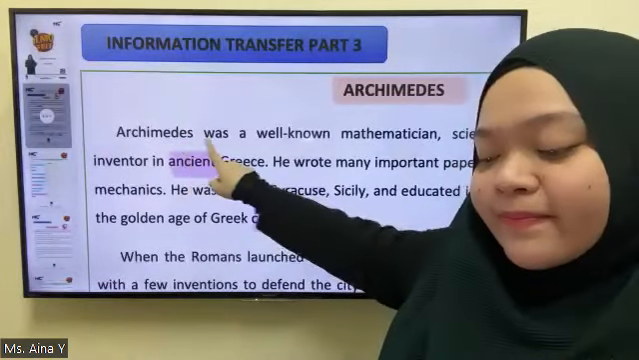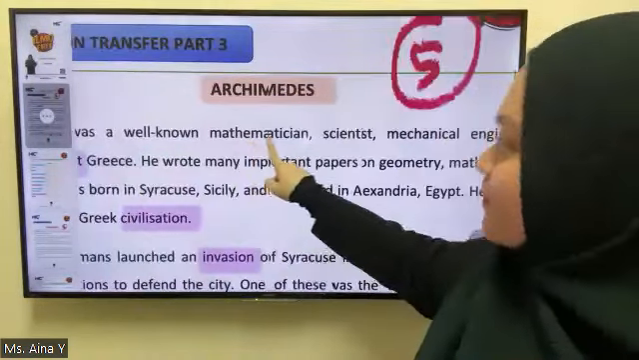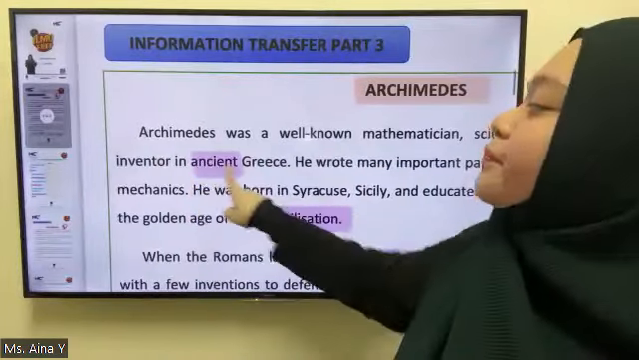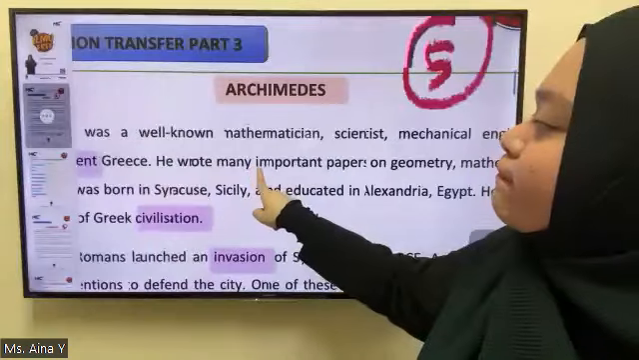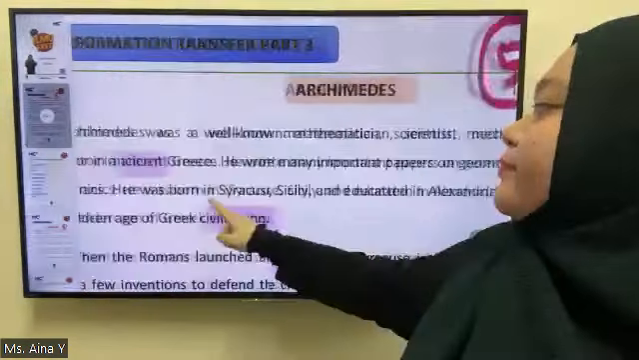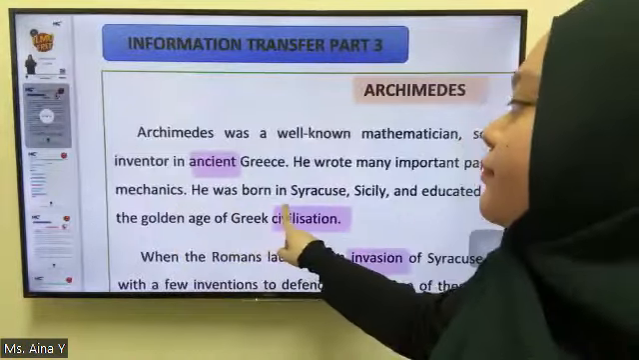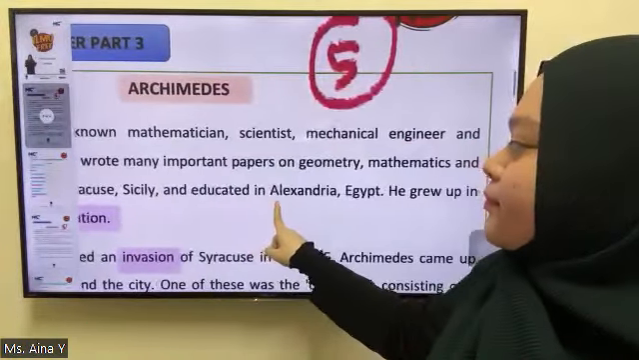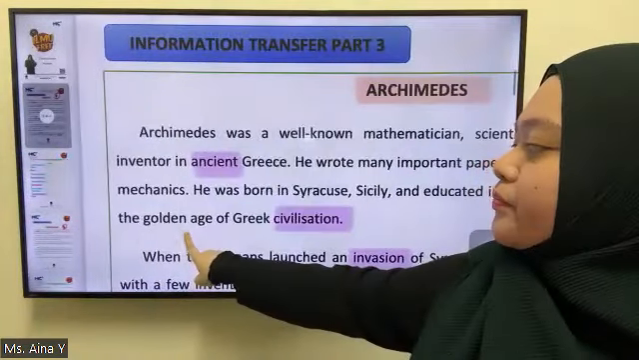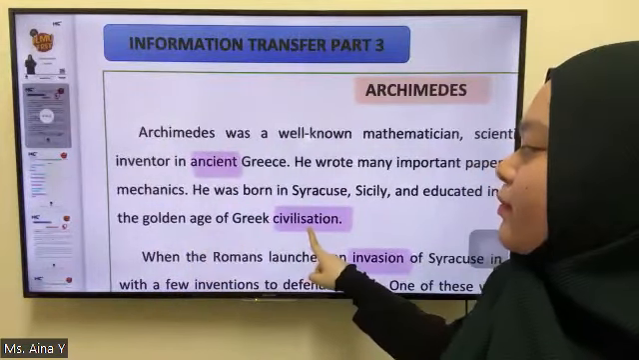Archimedes was a well-known mathematician, scientist, mechanical engineer, and inventor in ancient Greece. He wrote many important papers on geometry, mathematics, and mechanics. He was born in Syracuse, Sicily, and educated in Alexandria, Egypt. He grew up in the golden age of Greek civilization.